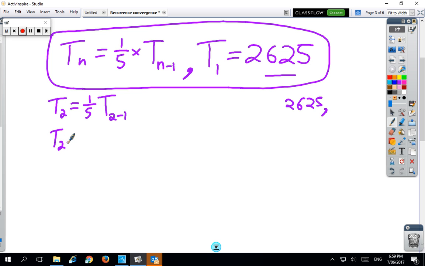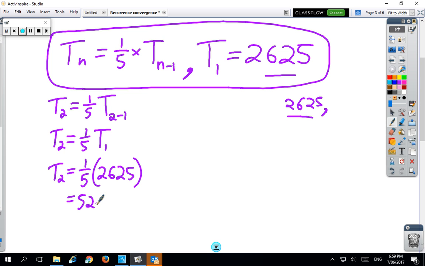So term 2 is 1/5 of term 1. We know that term 1 is 2625, so we can replace that. Term 2 is 1/5 of 2625. Now, this time of the evening, I'm grabbing my calculator. So 1/5 of 2625 is 525. So we've found 525, our next number.